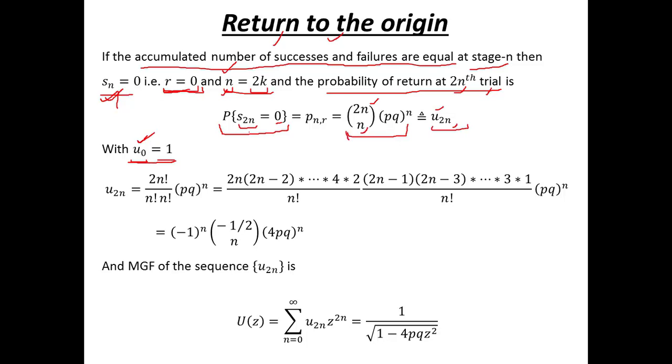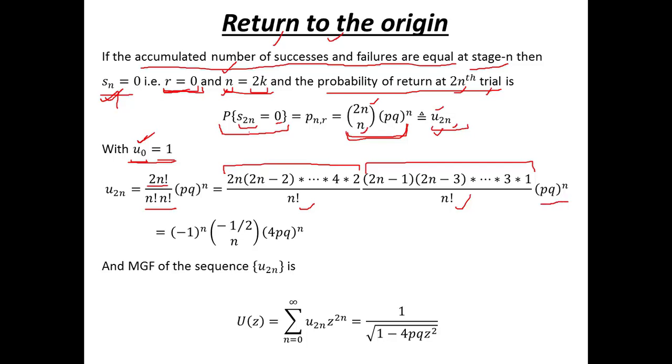Correspondingly, if you expand this expression, you will get u2n as factorial 2n divided by factorial n factorial n, pq to the power n. Now the numerator, 2n factorial, if we segregate the even multiplies with odd multiplies, and both are divided by factorial n, because there is 2 times factorial n multiplied by pq to the power n.